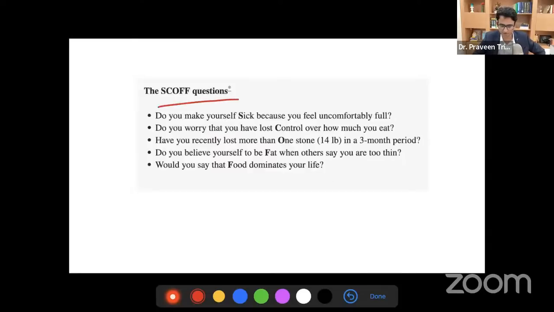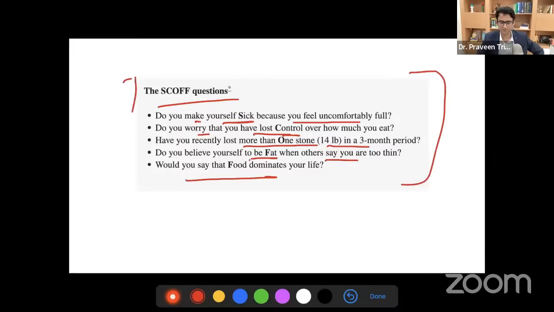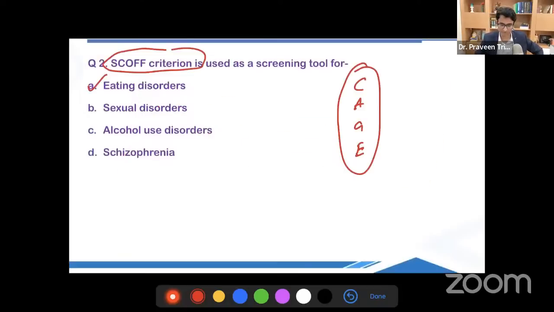S stands for: do you make yourself sick because you feel uncomfortably full? Do you worry a lot that you have lost control over how much you eat? Have you lost more than 1 stone in a 3-month period? Do you believe yourself to be fat when others say you are too thin? And would you say that food dominates your life? These 5 questions constitute the SCOFF criteria, and it is used for eating disorders. It's not for alcohol. It's for eating disorders.